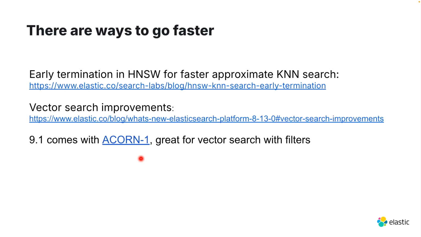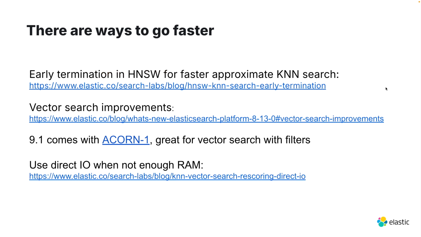I will toss you a few links, right? So these are, for example, why you shouldn't stay on old 8 or 7, right? Because things got improved. 9.1 came with this Acorn 1, which is great if you have vector search combined with filters. There's this early termination for HNSW. And if you still don't have enough RAM, you can enable direct IO. This is a Java thingy. TLDR, stay on the latest version. This whole vector thingy is really evolving quite fast, right?